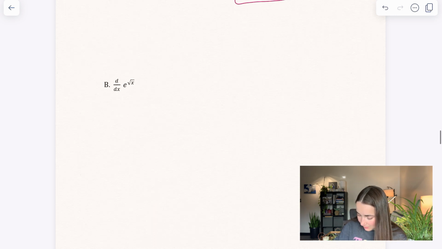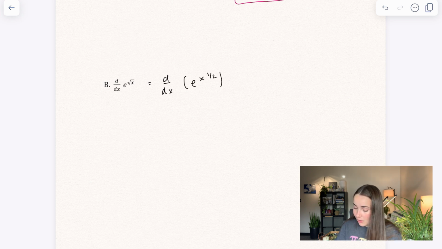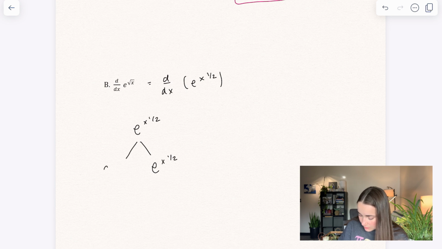So here, I'm going to go ahead and rewrite this first. So we are taking the derivative of e to the x to the power of 1/2. So if you remember e rules, I like to remember it like a triangle. First, what we do is we drop it down. So that doesn't change at all. But now we multiply by the derivative of whatever the exponent is. So here we get 1/2 x to the negative 1/2 times e to the x to the 1/2.